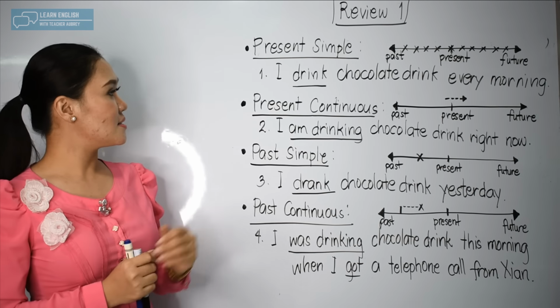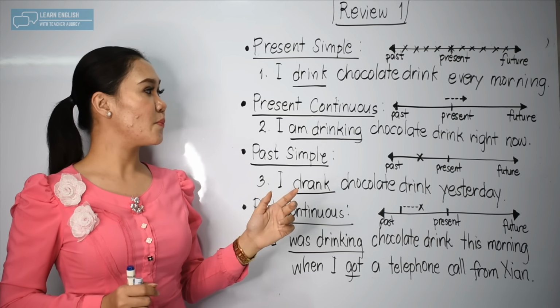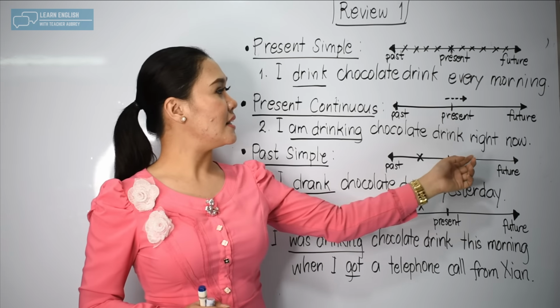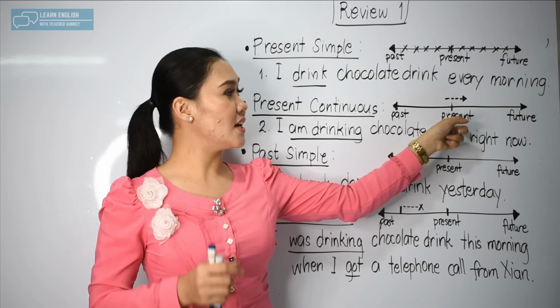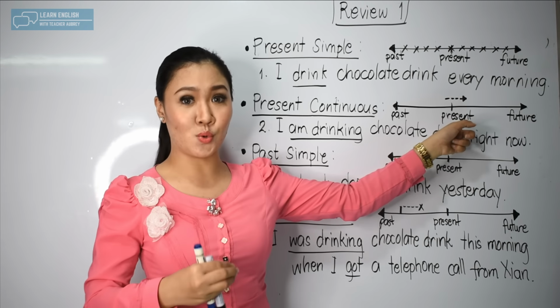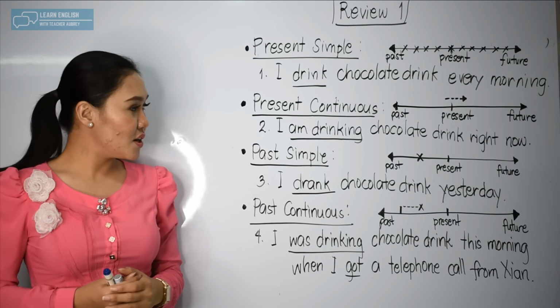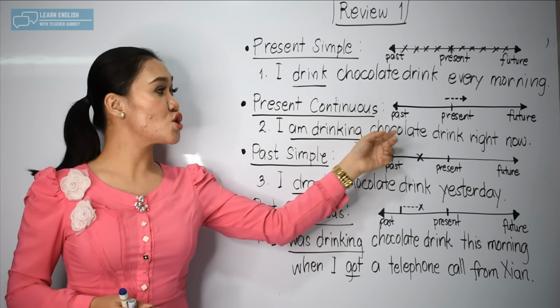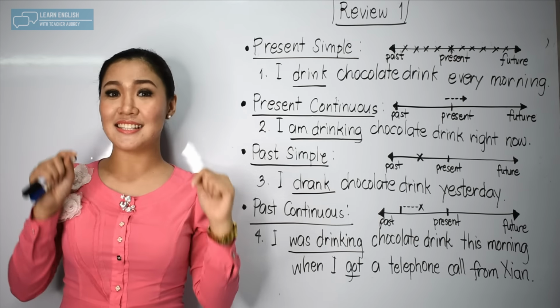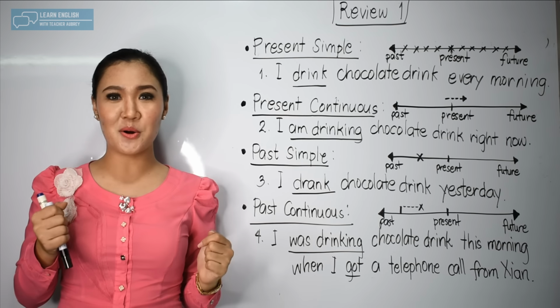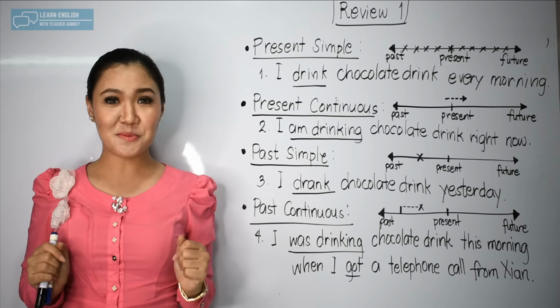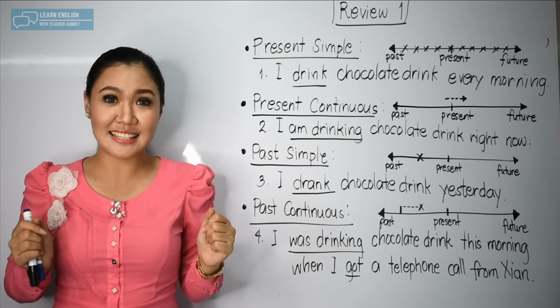The second one is for the present continuous. Pansinin natin sa timeline na nagsimula yung action in the present at nagpapatuloy. Okay? Nagpapatuloy. The example I have here is, I am drinking chocolate drink right now. Umiinom ako ng chocolate drink ngayon mismo na ako ay nagsasalita.